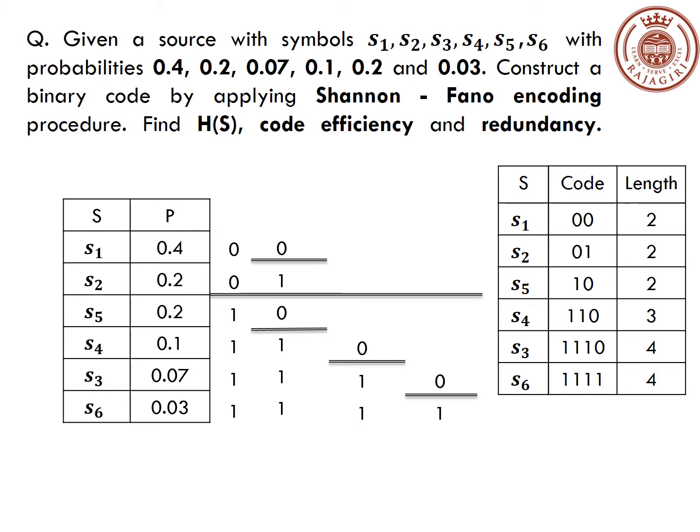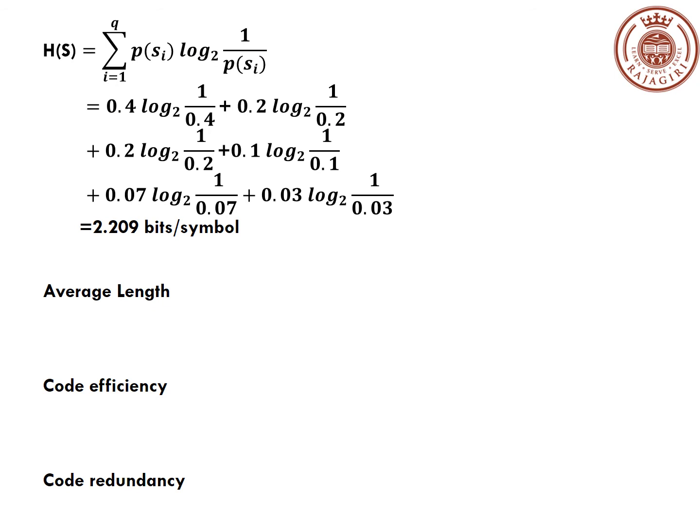So this is how we construct a code. Now, in the given question, we are asked to find three different parameters, which are average length, code efficiency, and code redundancy. So let's see what it is. We know how to calculate the entropy of the source.